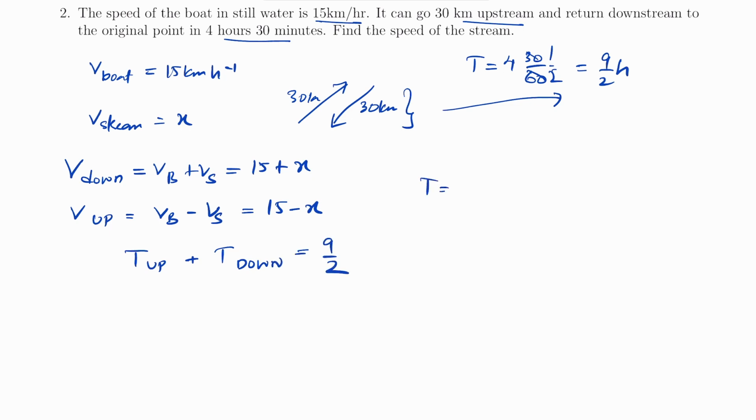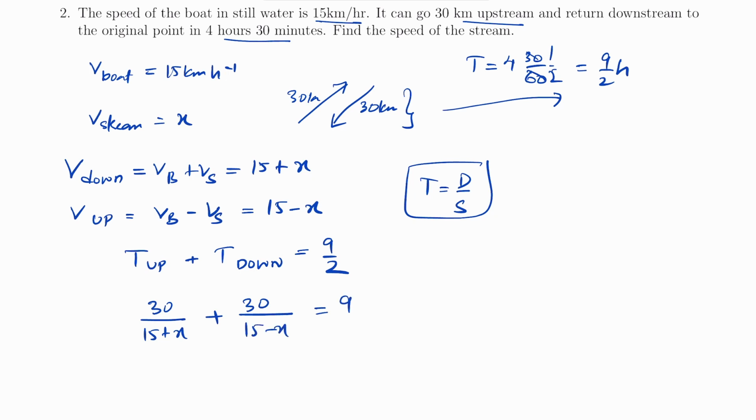We know time is equal to distance by speed. So the time to go upstream is 30 divided by 15 minus x, and the time to go downstream is 30 divided by 15 plus x, which together equal 9/2. So let's take 30 common out. You'll get 1 by 15 plus x plus 1 by 15 minus x is equal to 9/2. We can simplify this.